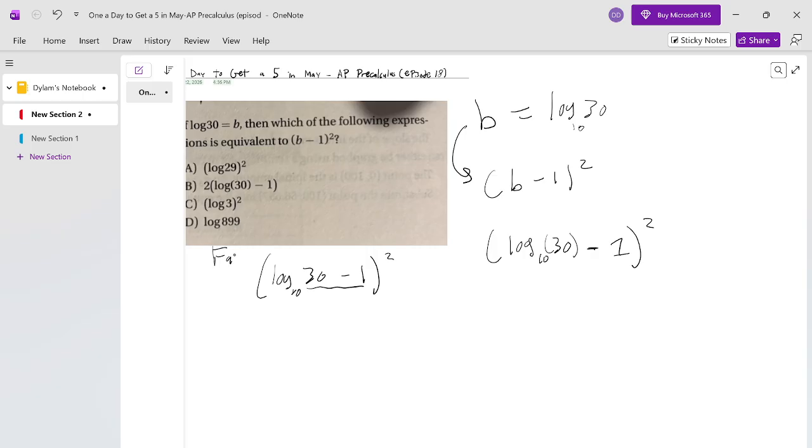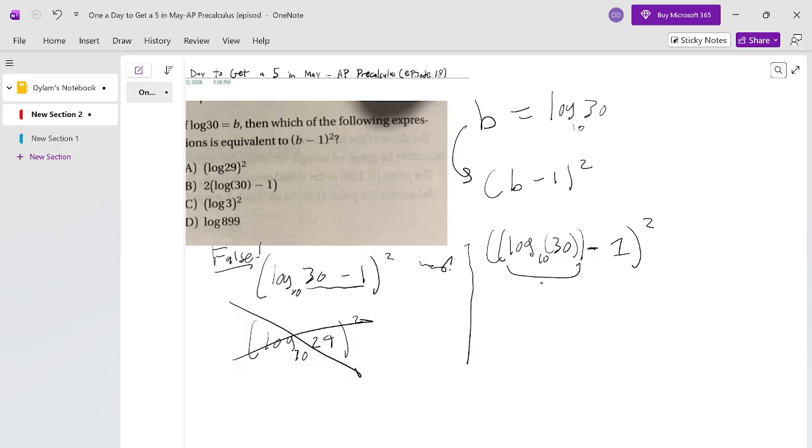Let me say this is the wrong way to do it. And then you say, hey, 30 minus 1, that's 29. So log base 10 of 29 squared. And that would be a, right? No. This does not work. Because this log, we're saying this is our b, and then we're subtracting 1 and squaring it. That minus 1 is not on the inside of that argument for the logarithm, okay?